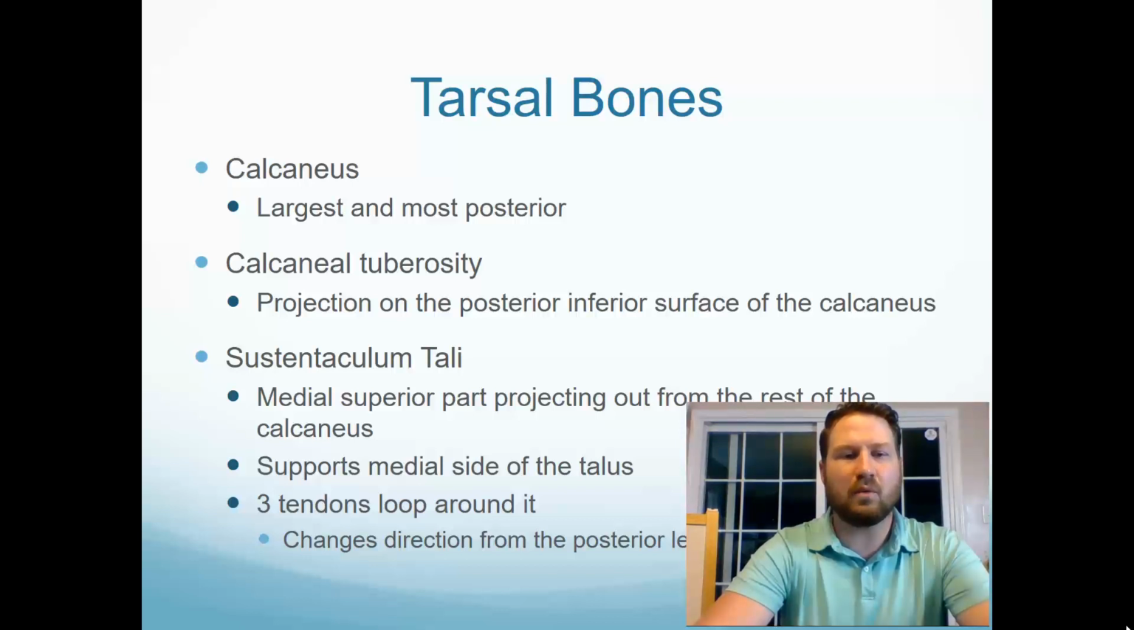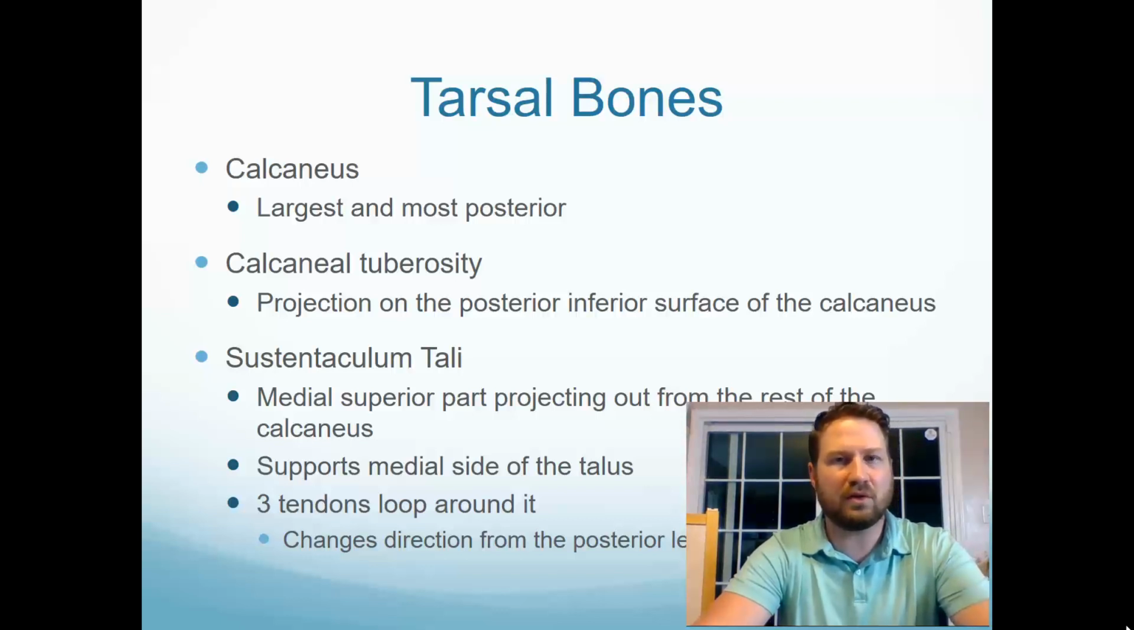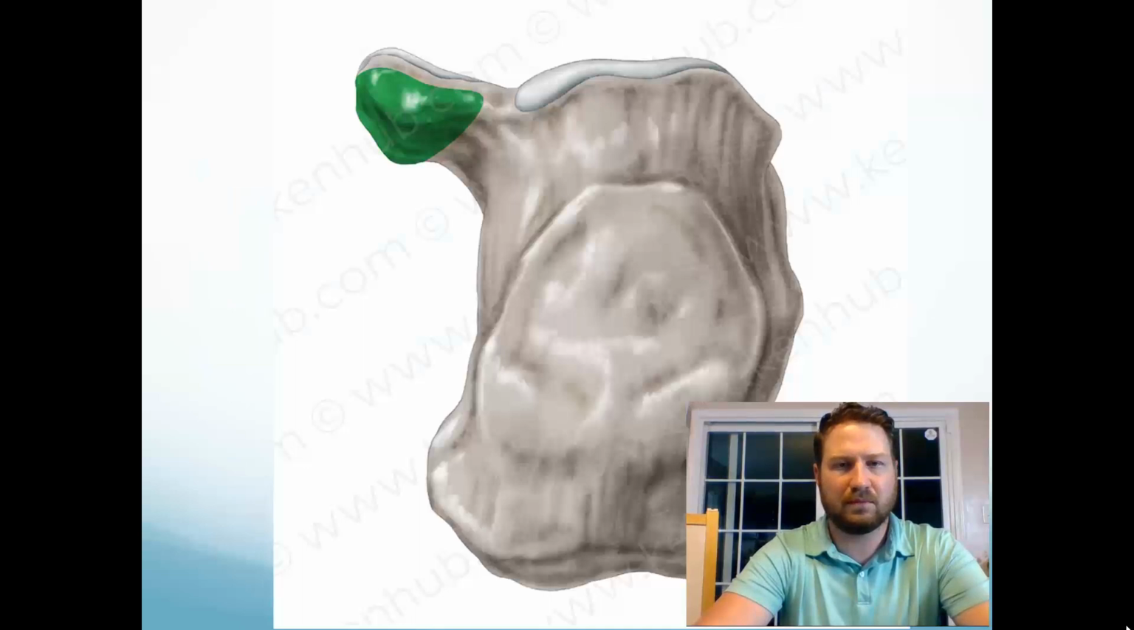Okay, and we'll get into this when we talk about the muscles themselves, but the three tendons that loop around it are going to be our Tom, Dick, and Harry. Okay, and those are acronyms for the three muscles. We will get to it. And that is where it is. And we will palpate this on ourselves in lab.